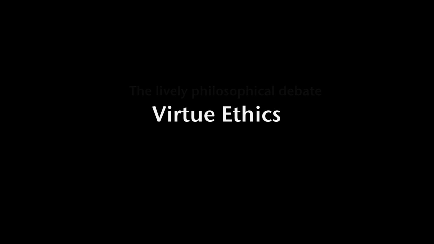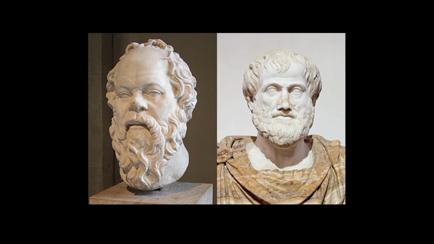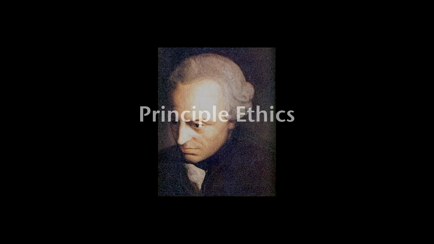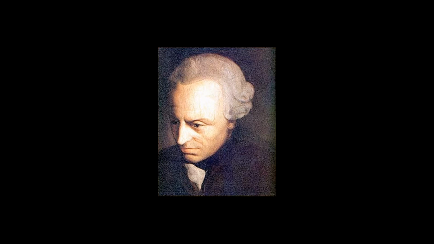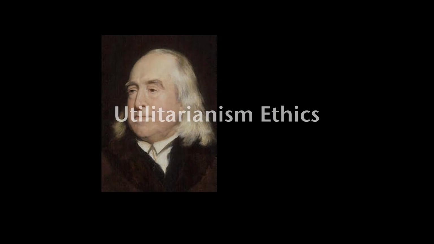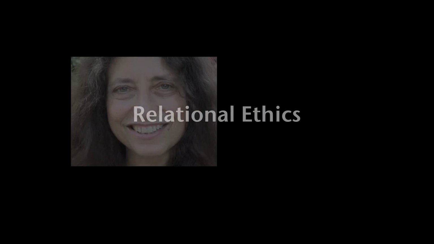For centuries, there's been a lively philosophical debate on determining the nature of ethics and what is right and wrong. The virtue ethics of Socrates and Aristotle and the Stoics began the debate. The principal ethics of Kant's moral imperative emphasized action in accordance with duty. The utilitarian ethics of Jeremy Bentham and John Stuart Mill argued the proper course of action is one that maximizes overall happiness. The relational ethics of Nel Noddings, Carol Gilligan, and other feminists emphasize the responsibility to and for others.